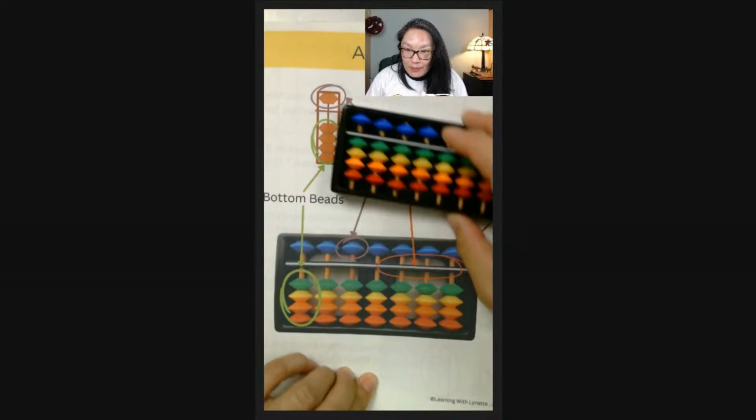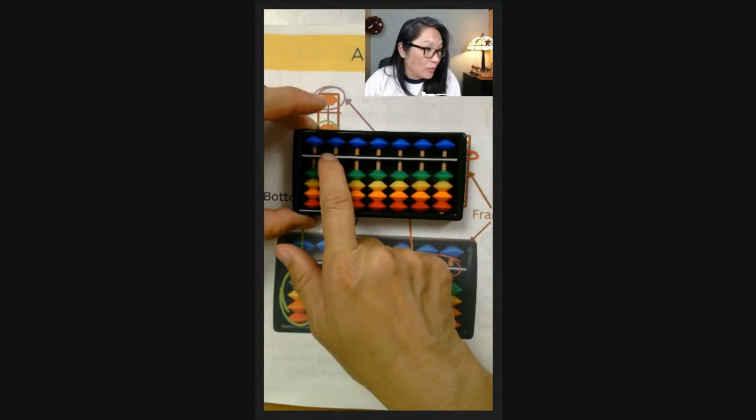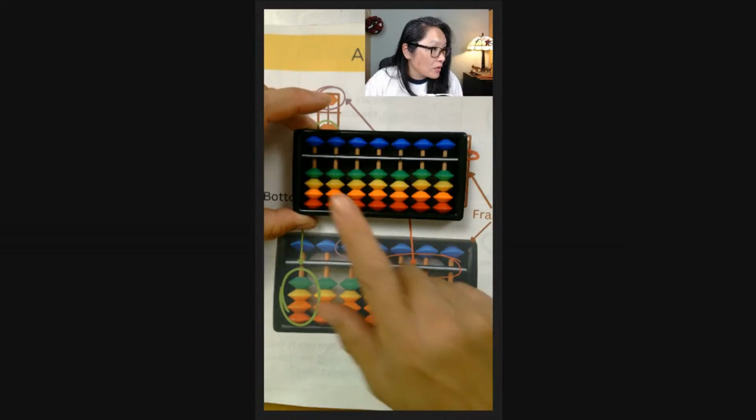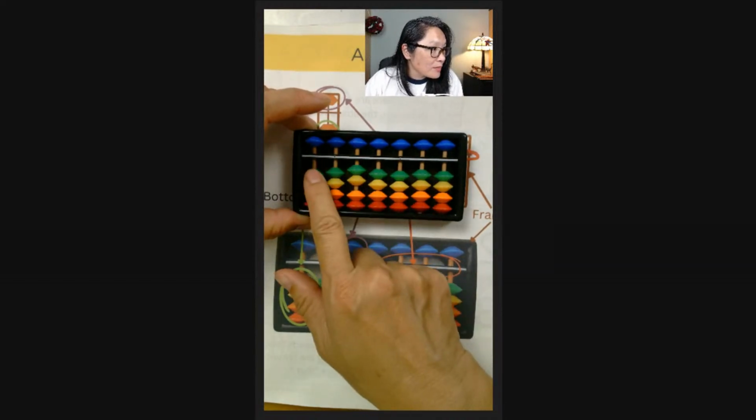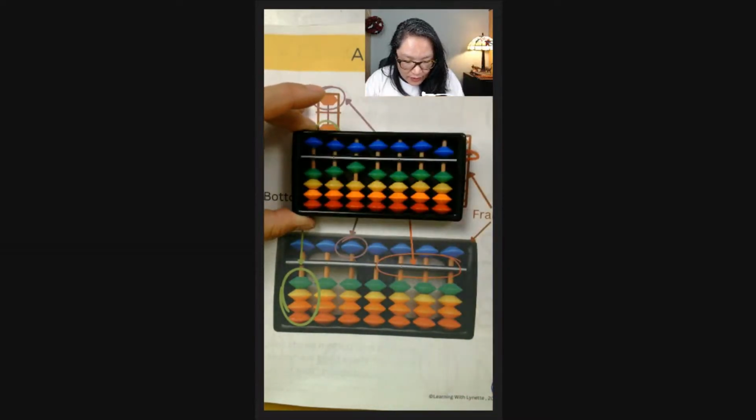So we have the top beads and we have the bottom beads. These are the top beads, depending on where the horizontal bar is. The bottom beads are anything underneath the horizontal bar. So what does that mean? This means that these are all the value of 1, and this is the value of 5.